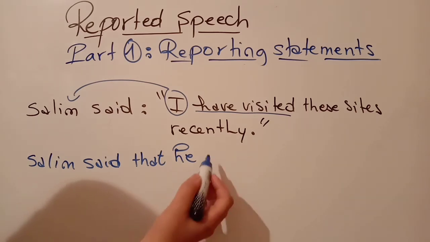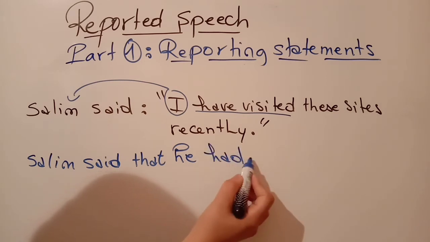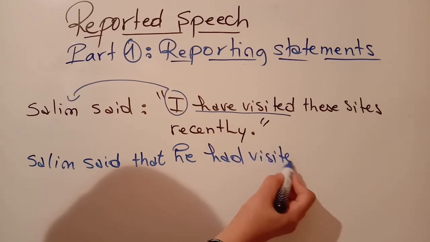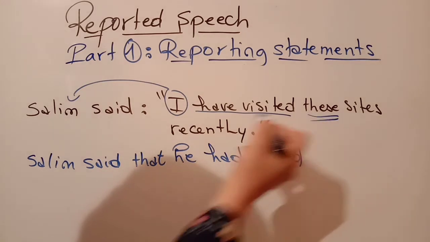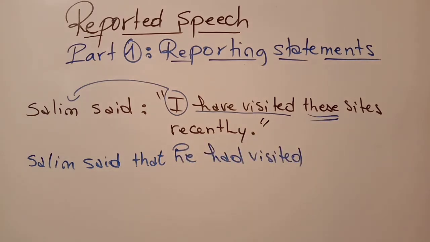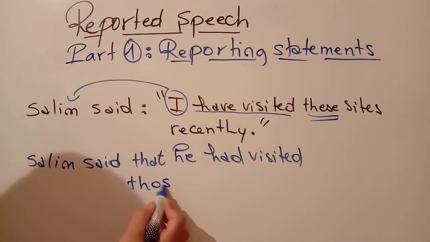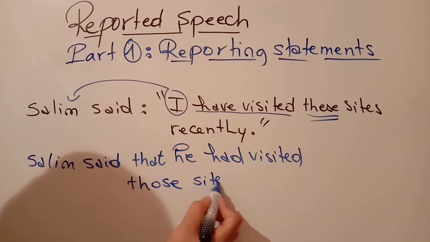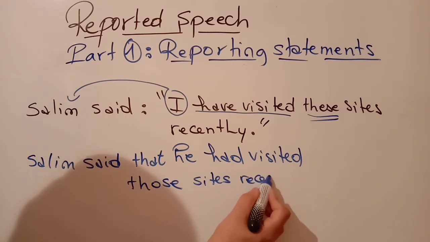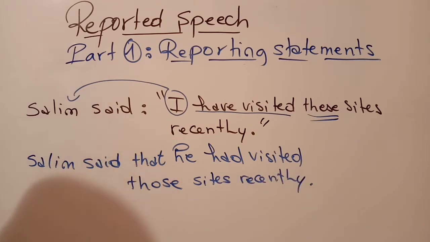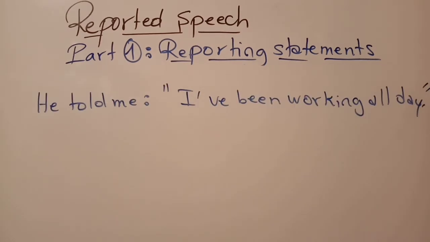That he had visited. Okay? Notice that you have these. So these becomes those. Okay? Those sites recently. Okay? Salim said that he had visited those sites recently. Right? Another example with a different tense.